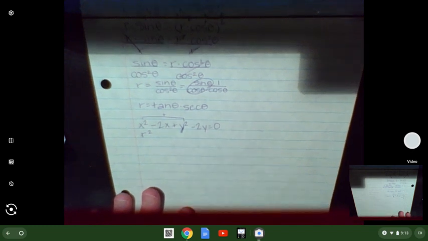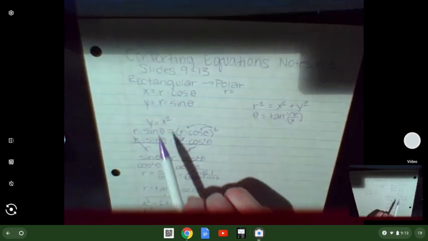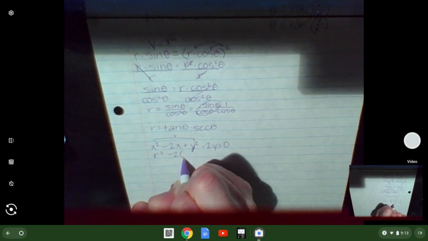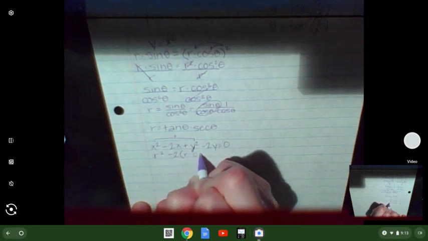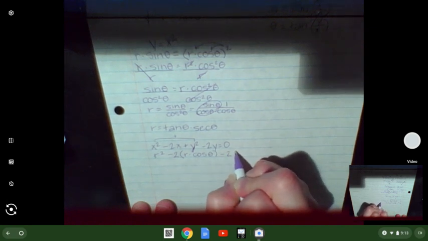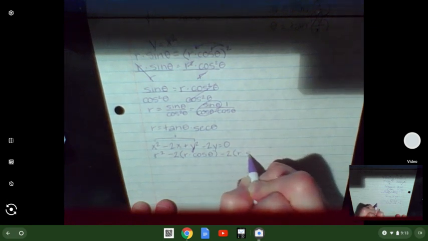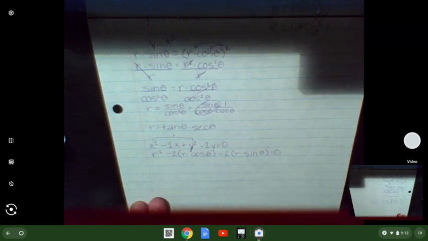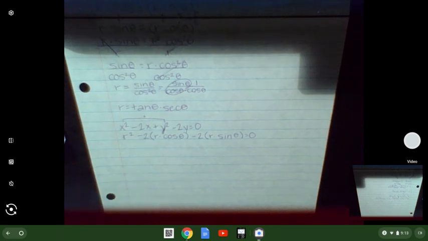Now, neither of these are squared, which means I'm going to have to use this x equals and y equals relationship. So minus 2x is r times cosine theta, minus 2y is r times sine theta, equals 0. Yikes. Now, I did say at the beginning, this equation of a circle is actually better represented, or more easily represented, in polar form.